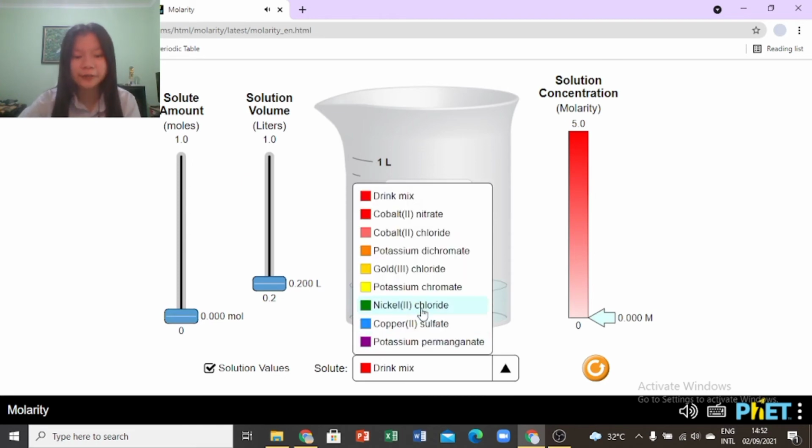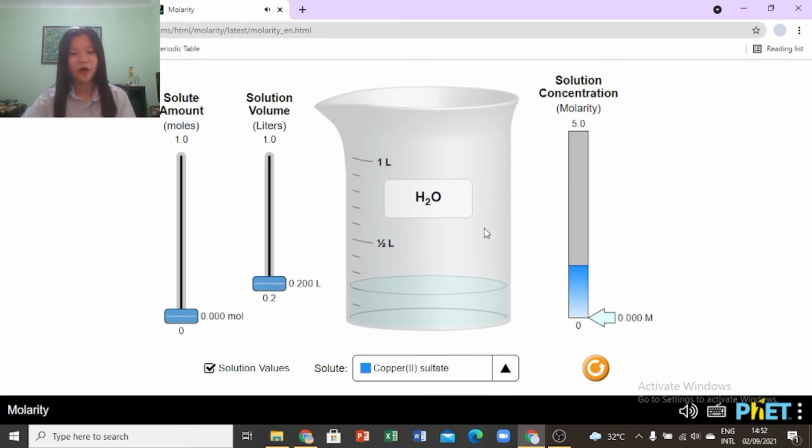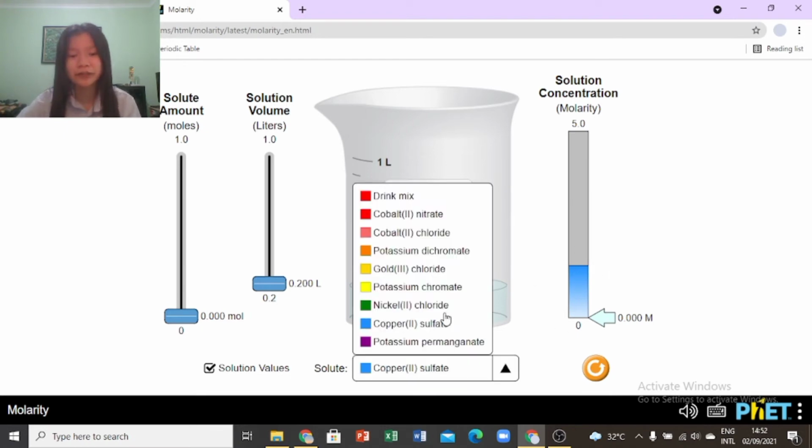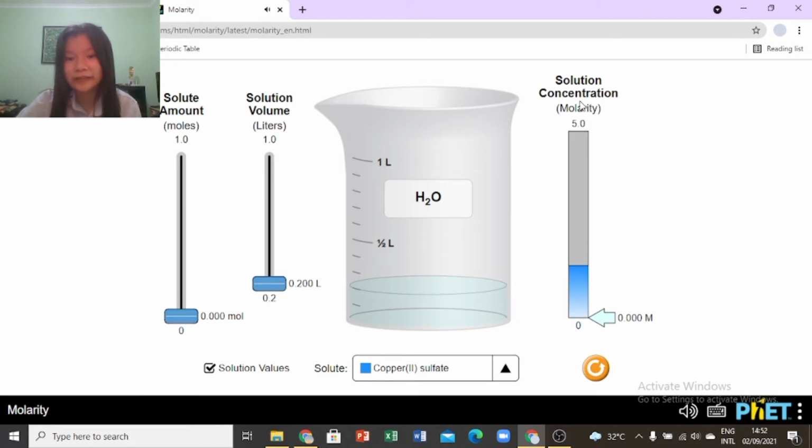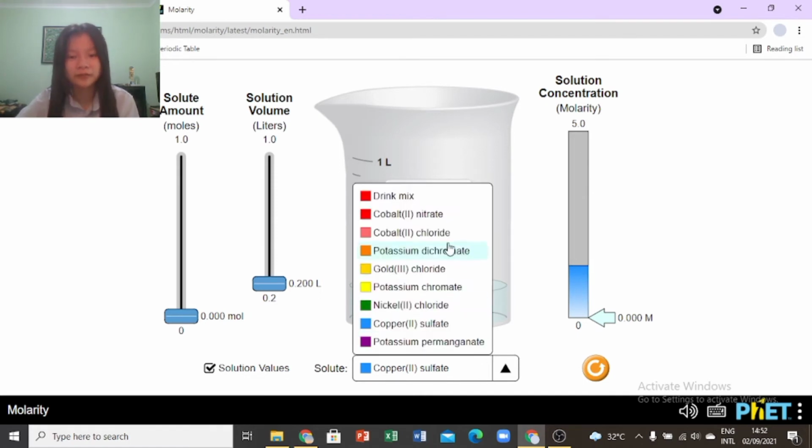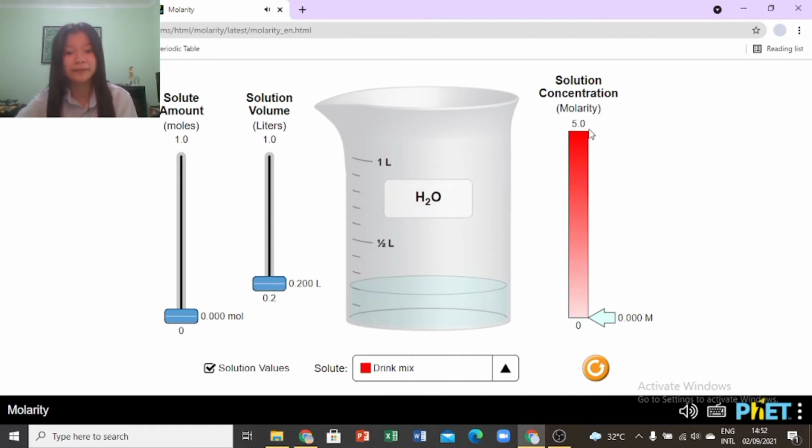Next, I will try using copper sulfate. For copper sulfate, we start from 0 moles, 0.2 liter, still H2O, and here is the difference from the drink mix. We can see that the molarity of copper sulfate only goes until here, maybe 1/4 of 5. But for drink mix, it reached the highest maximum. Copper sulfate only reaches maybe 1/4 of 5. So what makes it different? Let us see together.